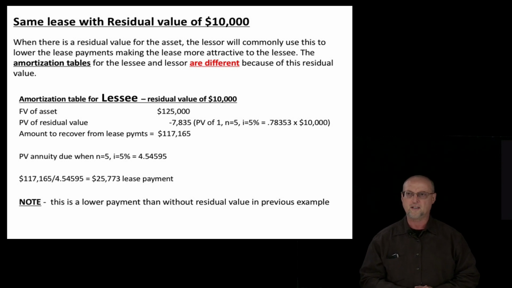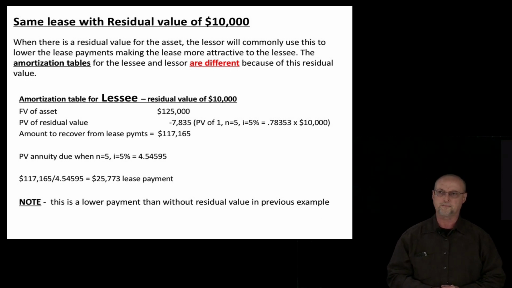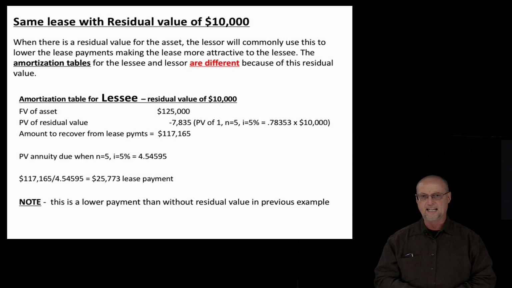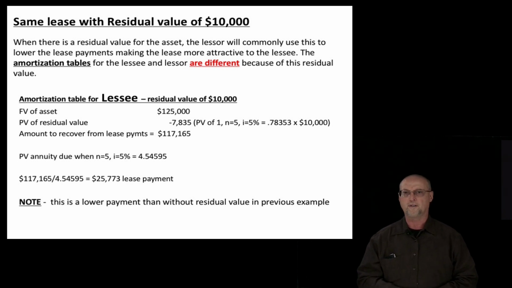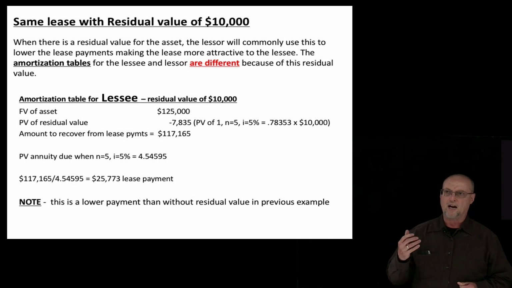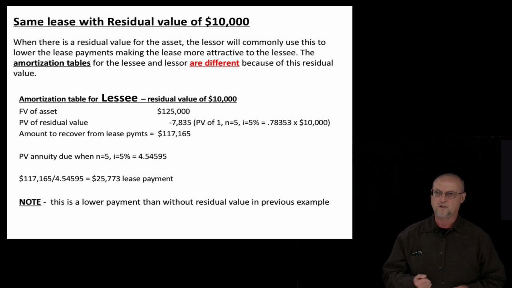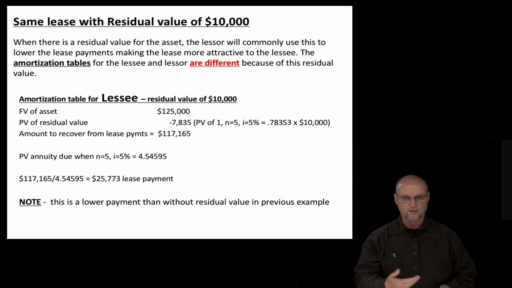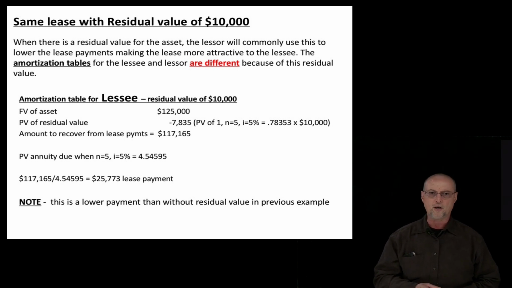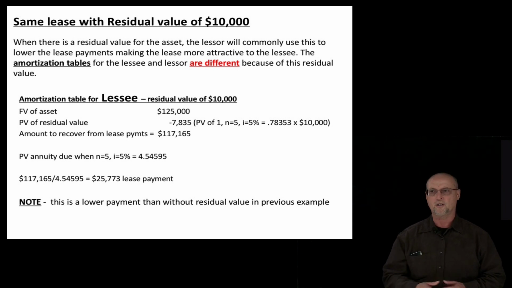which is $117,165. Okay, now, present value annuity due. The lease payments are made at the beginning of the period. 5-year lease, interest rate 5%, same annuity due factor, 4.54595. We take the amount to recover from the lease payments of $117,165. We divide it by that factor of 4.54, and the new lease payment, notice it's lower. It's $25,773 instead of the $27,497 in the earlier example. Okay, so that makes it more attractive to the lessee.